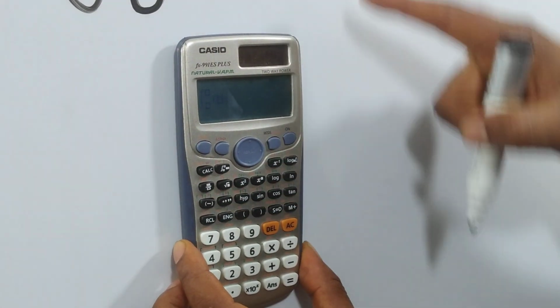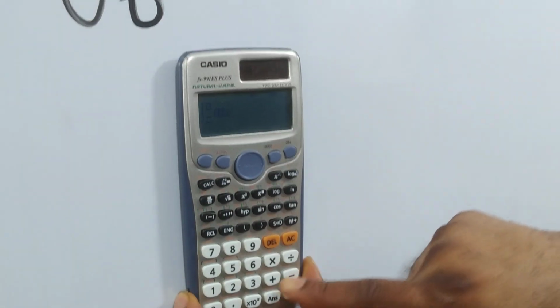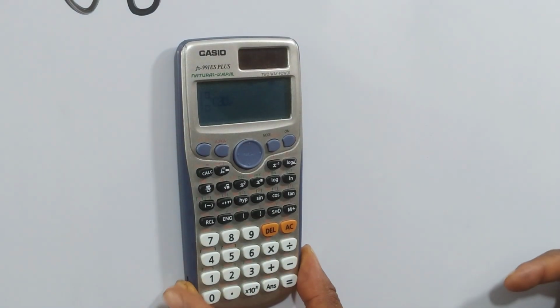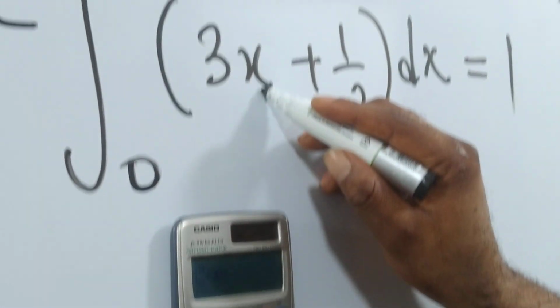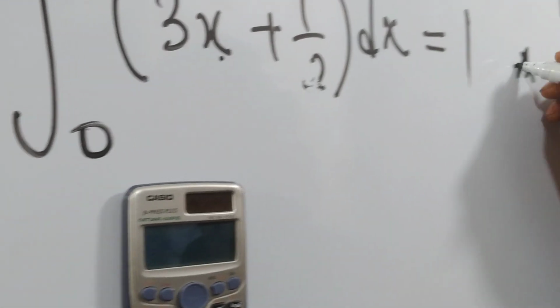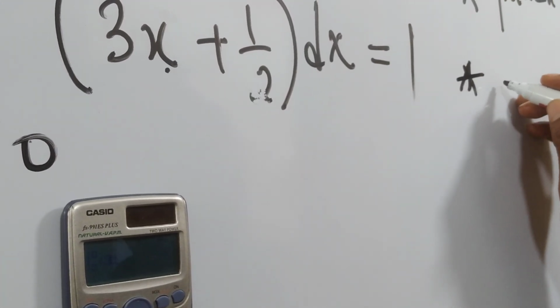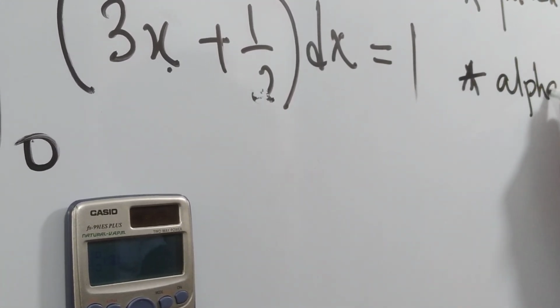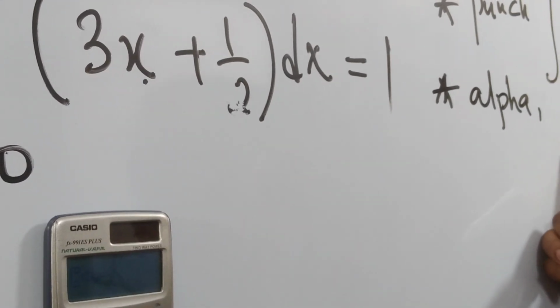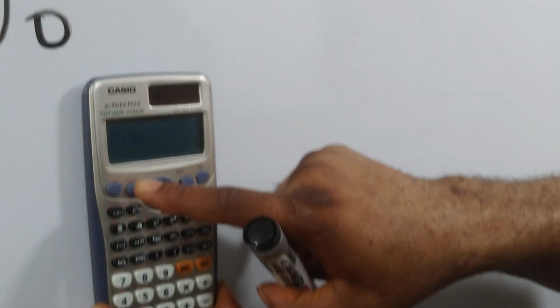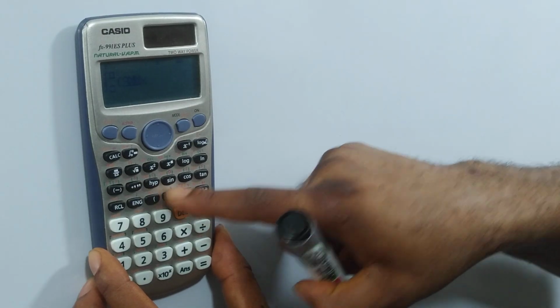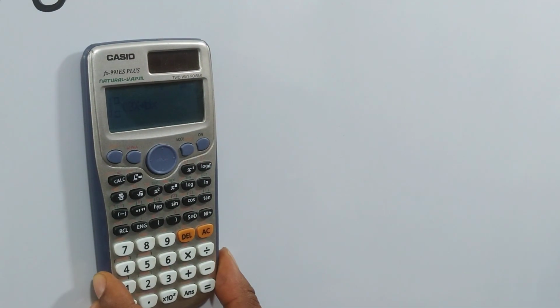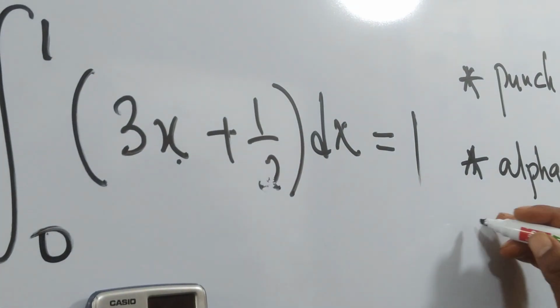Watch it very well. Next is to punch 3. Then how do we punch X? Anytime you're punching X, look up. You punch alpha, close bracket, and X will appear. This is alpha close bracket. X has appeared. Then punch plus.